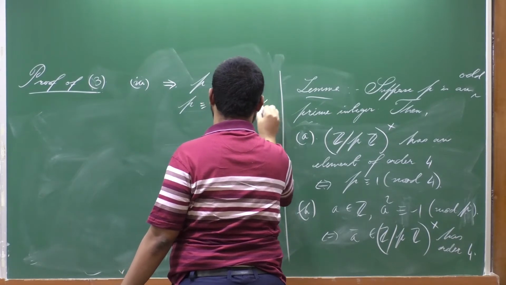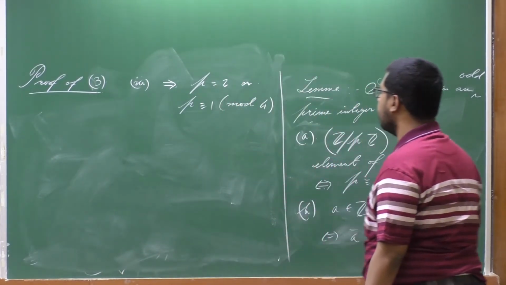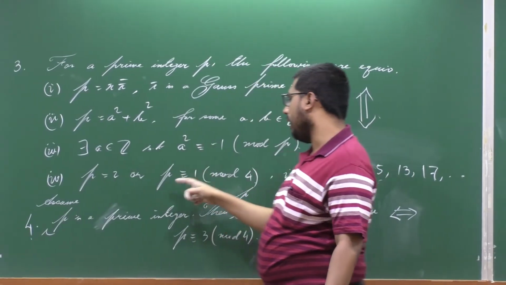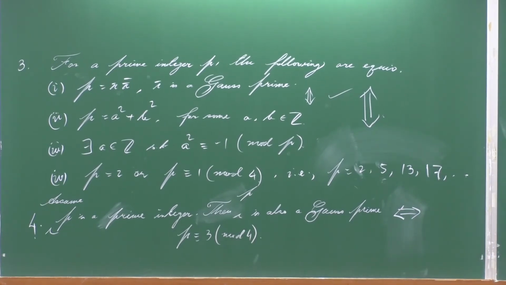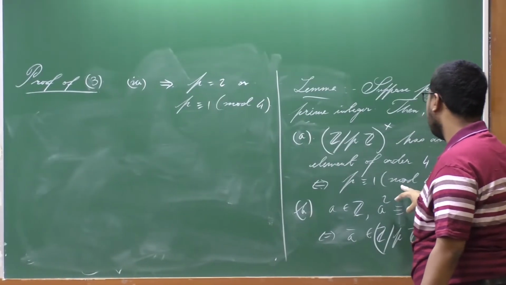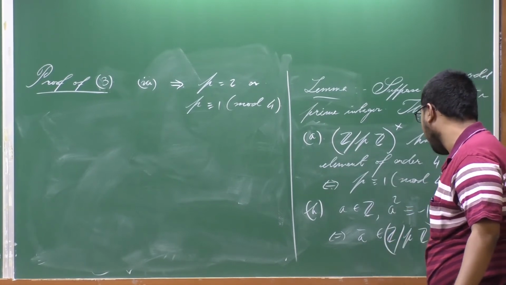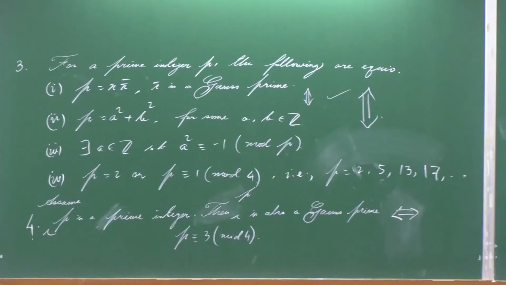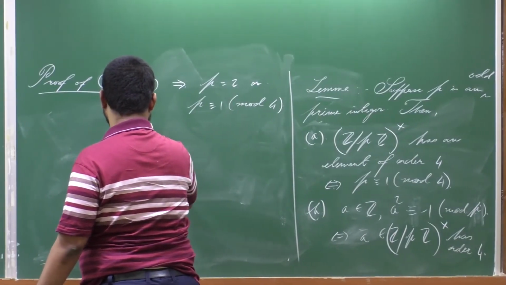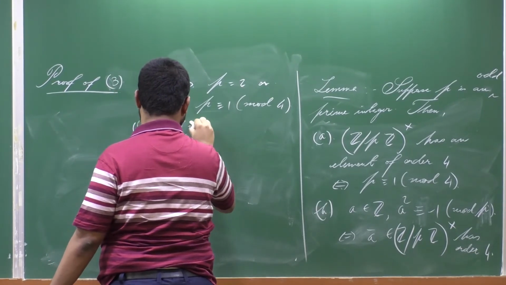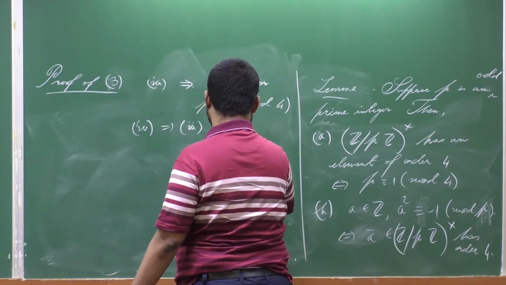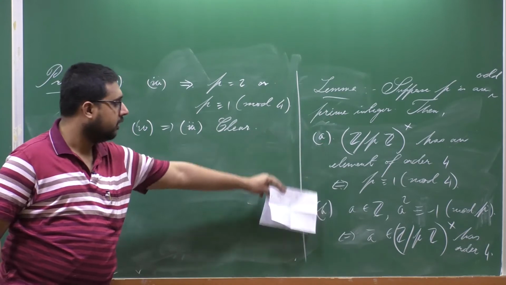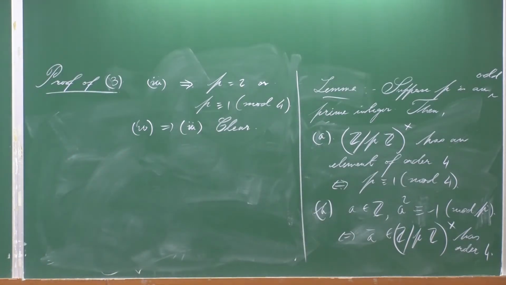This is the one direction, and now the other direction. If P is 2, then of course we have a solution here, and otherwise if P is odd and congruent to 1 modulo 4, then from all these equivalences you have some A such that A square is congruent to minus 1 modulo P, that is exactly what you want. So 4 implies 3 is also quite clear. You see these are just the consequences of this lemma, whose proof is also quite easy.